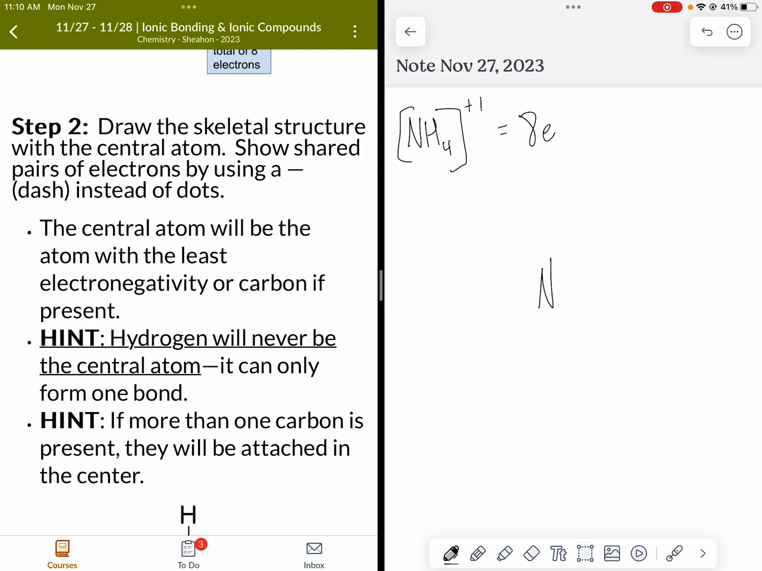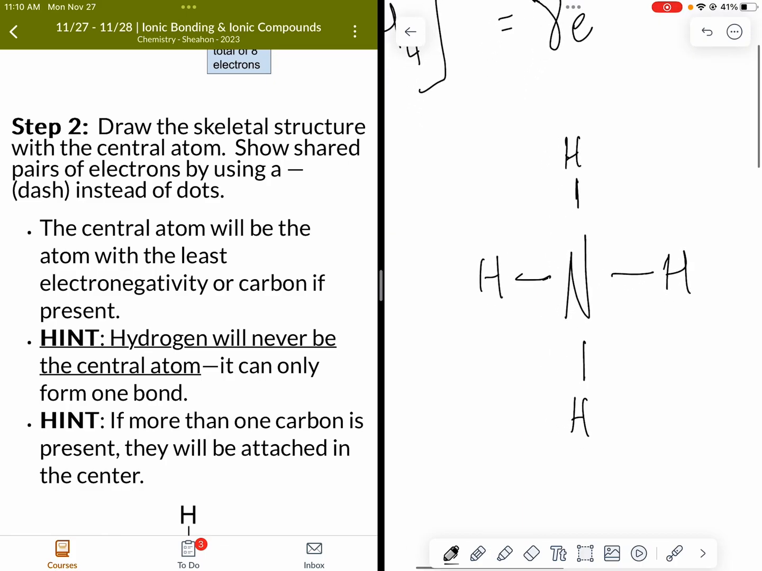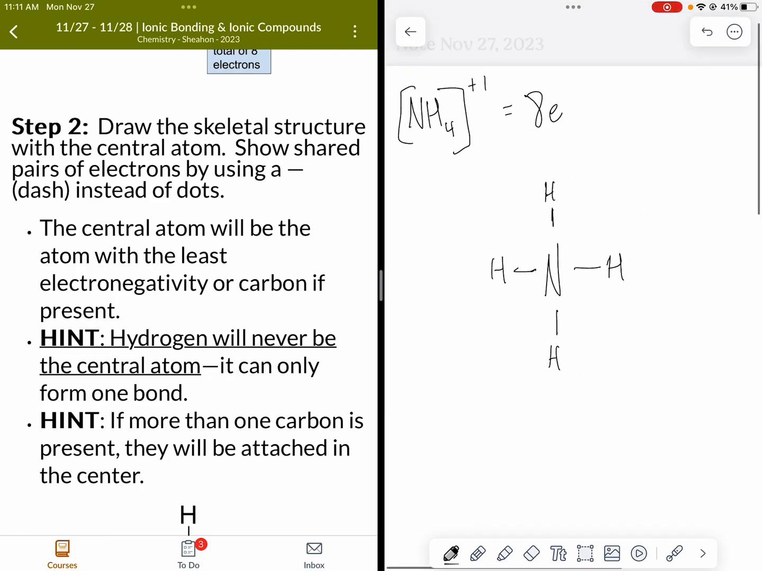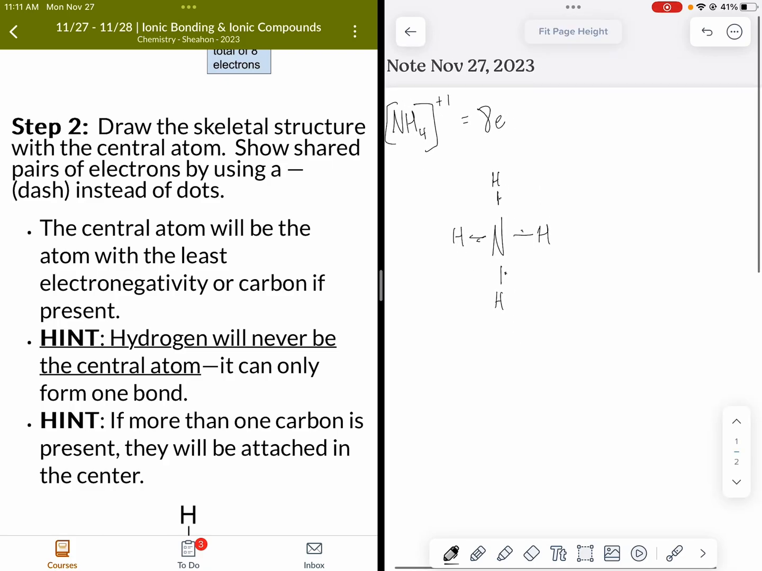So we're going to start with the structure by bonding our central atom to 4 hydrogen atoms, okay? Each one of these dashes is going to represent 2 electrons, okay? So right off the bat, we've got 1, 2, 3, 4, 5, 6, 7, 8. Well, that makes the next step really easy. We can rewrite that just like this.